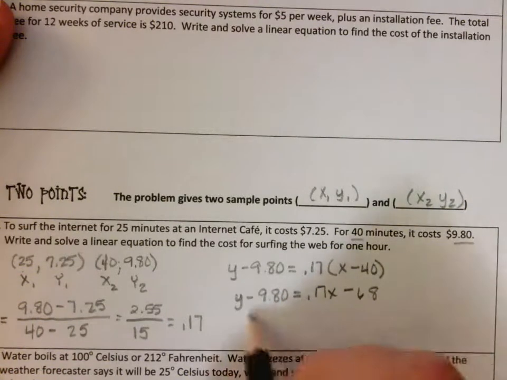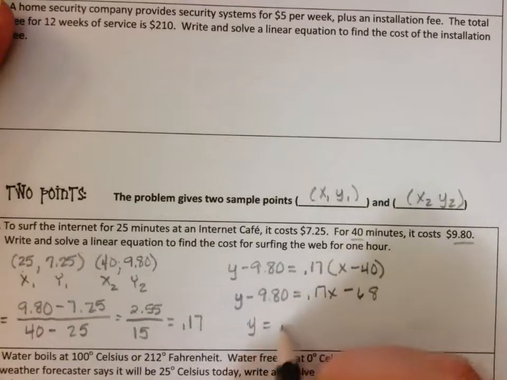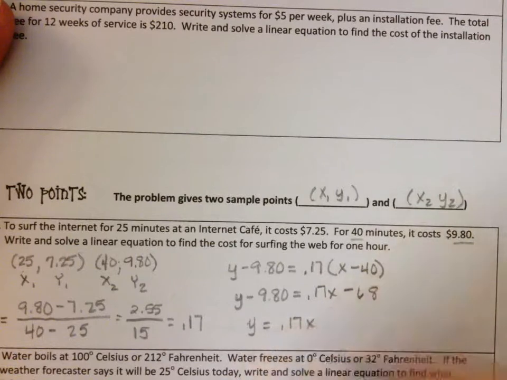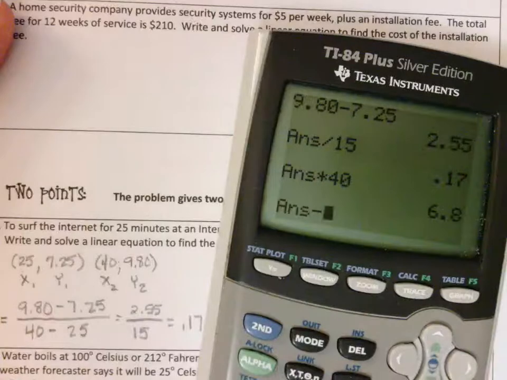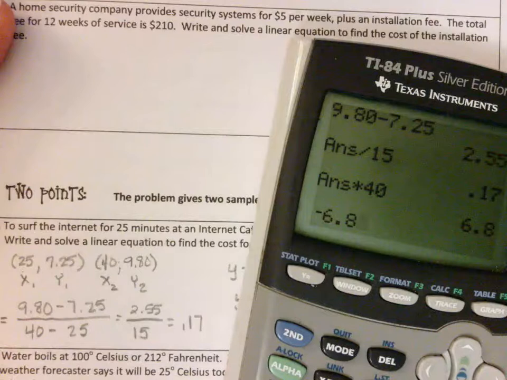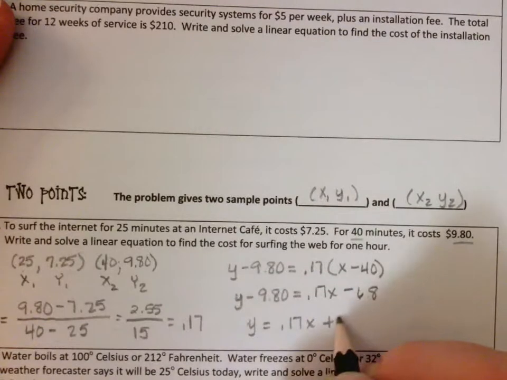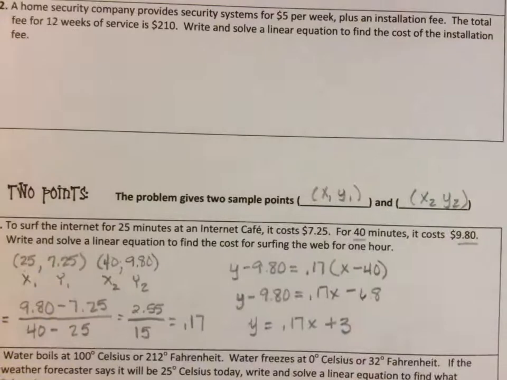And now we need to add 9.80 to both sides. So we get y is equal to 0.17x, and we have negative 6.8, and we're adding plus 9.8, and it looks like we get 3. So it looks like our equation is y = 0.17x + 3.